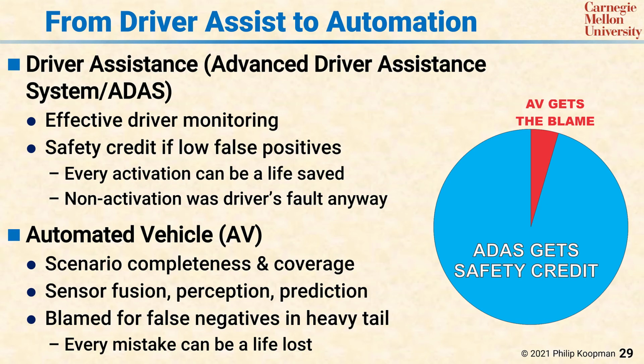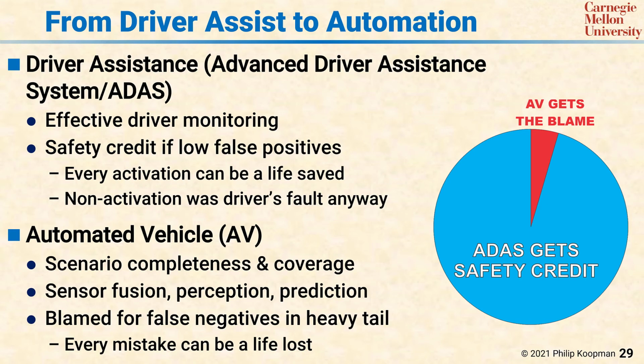In other words, for a driver assistance system, such as an ADAS, Advanced Driver Assistance System, it gets the credit when it saves a life, and if it has a hole, well, that was the driver's fault anyway. It doesn't get the blame as long as it doesn't falsely activate and cause a crash. On the other hand, automated driving gets the blame anytime there's a crash because the whole point is there's no human to save it from making mistakes.